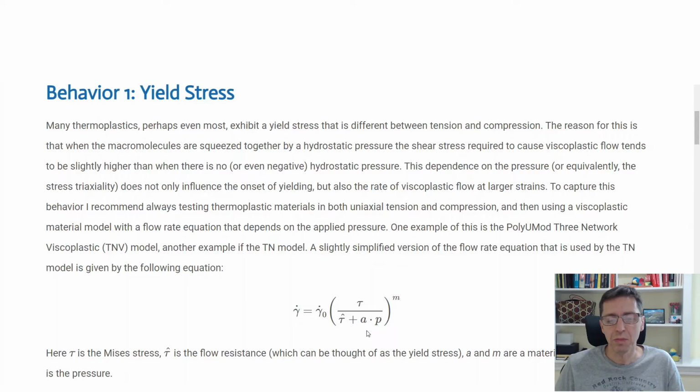The way you simulate that in many cases is to change the flow resistance tau hat, adding another component, where P is the pressure, to modify the stress resistance by this pressure dependence of the material. And A is the parameter to control how strong the dependence on pressure is of the flow resistance. This is something we can investigate very quickly and easily using MCalibration. So I'll take a look at that right now.